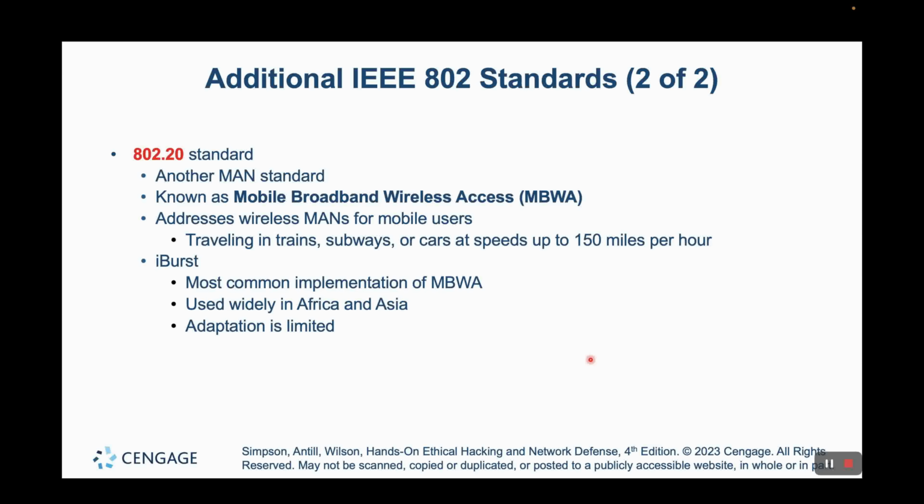Okay. Now, the 802.20 standard is another MAN standard known as mobile broadband wireless access. It addresses the wireless MANs for mobile users. You can see it in the subways, in trains, or cars at speeds up to 150 miles per hour. And iBurst is a very common implementation of the MBWA, the mobile broadband wireless access. Adoption is very limited, and you can see it in some parts of Africa and Asia.